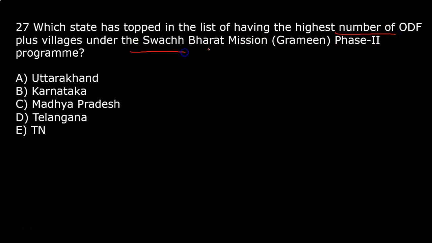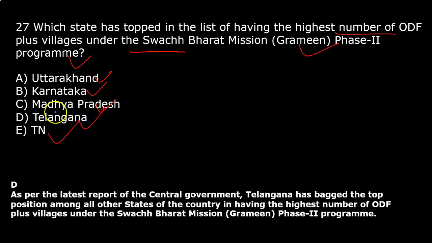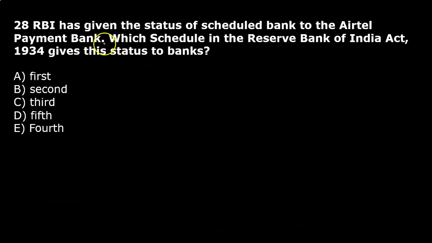Which state has topped the list of having the highest number of ODF plus villages under the Swachh Bharat Mission Gramin Phase 2 program? Your options are Uttarakhand, Karnataka, Madhya Pradesh, Telangana, and Tamil Nadu. So the answer is D. As per the latest report of the central government, Telangana has bagged the top position among all the states of the country in having the highest number of ODF plus villages under the Swachh Bharat Mission Gramin Phase 2 program.